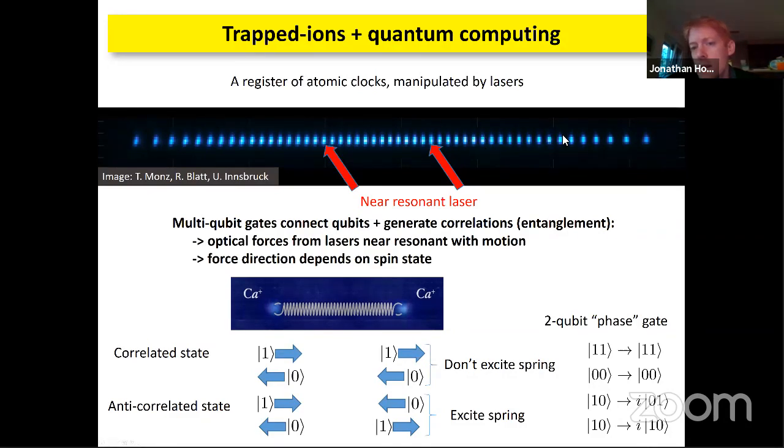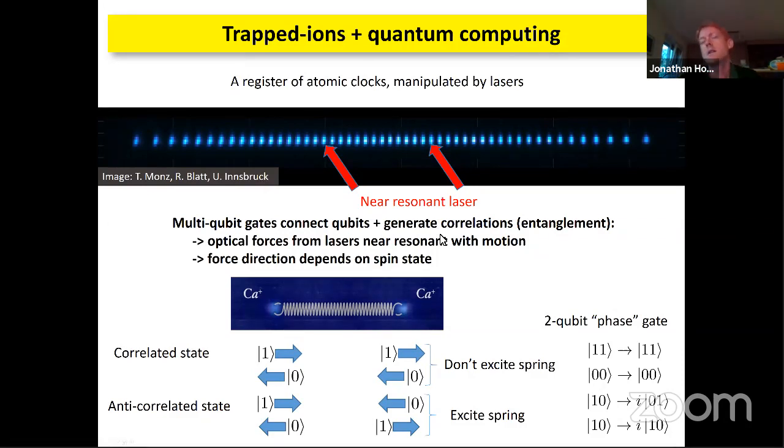And that's a very nice feature because it means that even though this ion is connectable by a 2-qubit gate to, say, this ion over here, as long as you can shine a laser beam on each of them at the same time with the right sets of frequencies. So, yeah, that's been very powerful.